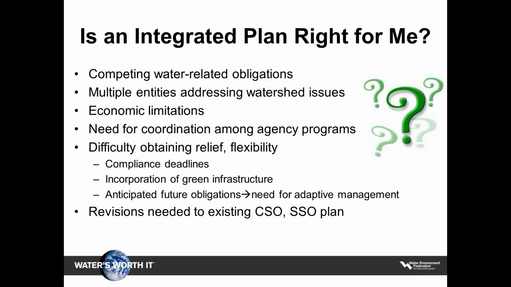Do you see in your Clean Water Act obligations the need for coordination among agency programs so that your permitting folks are talking with your stormwater folks, are talking with your TMDL folks? Have you found it difficult to get relief or flexibility from the agency in compliance deadlines, in how you incorporate green infrastructure and how much time you get to incorporate green infrastructure? Or do you need flexibility to incorporate adaptive management concepts to deal with what you know is coming down the pike?